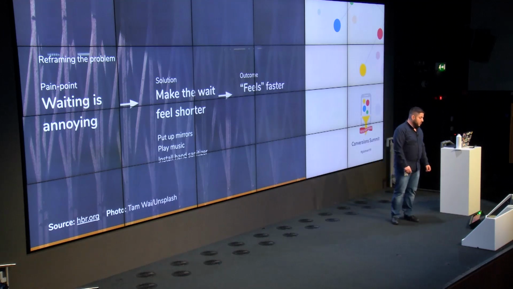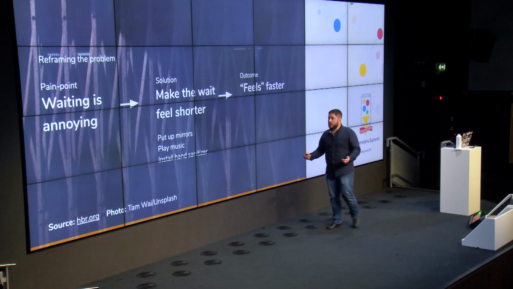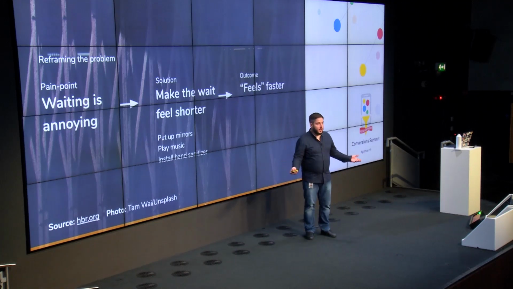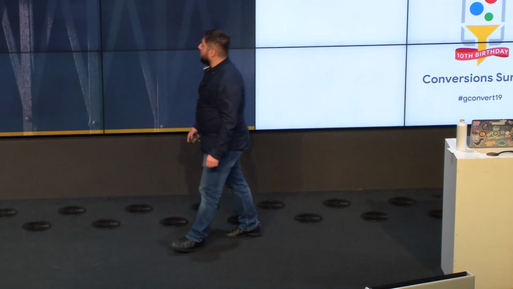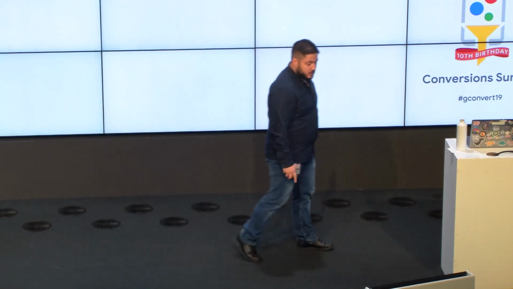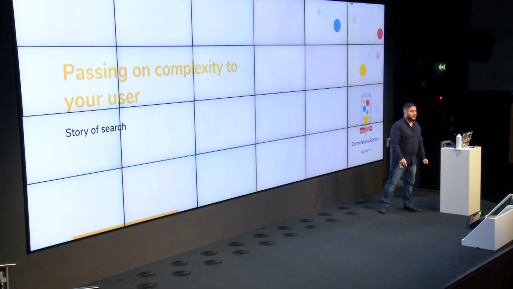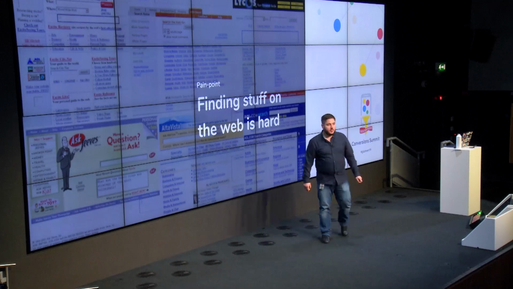So when going on to this, if I want to make my site feel faster, I start with the small things. A lot of us have to deal with legacy systems. It's not possible in the beginning to start hacking away and doing these new technological things. So it's fine. And the last one is the story of search and the concept of passing on the complexity to the user. Way back when, finding stuff on the web was really hard.